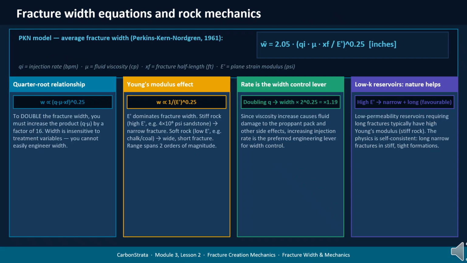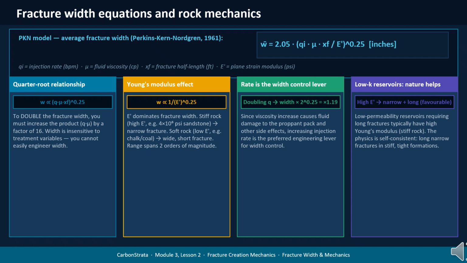Now look at this equation. Fracture width depends on rate, viscosity, length, and rock stiffness. But focus on one term, the quarter-root relationship. To double width, you need 16 times the input. So width is insensitive to design changes.